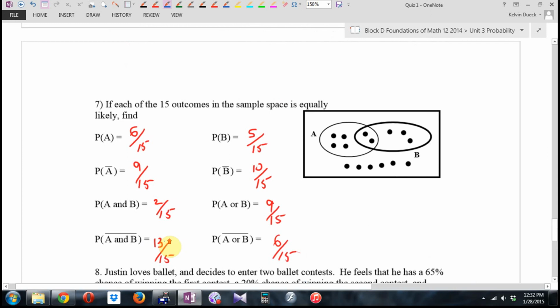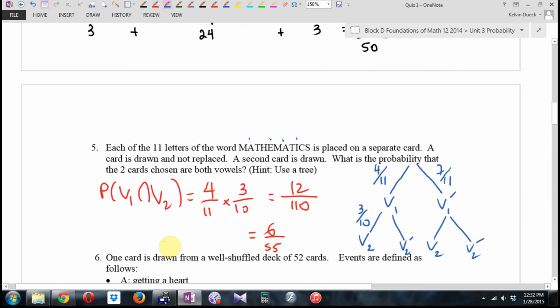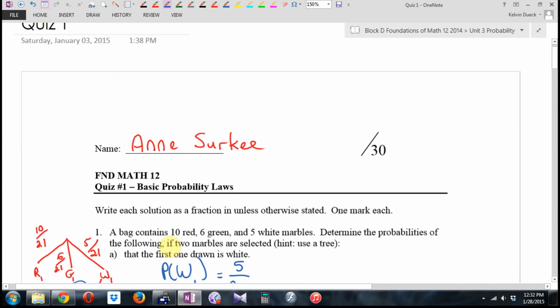Can you give yourself a lovely score on this wonderful take-home quiz that summarizes almost everything we've done so far? Out of 30, please.